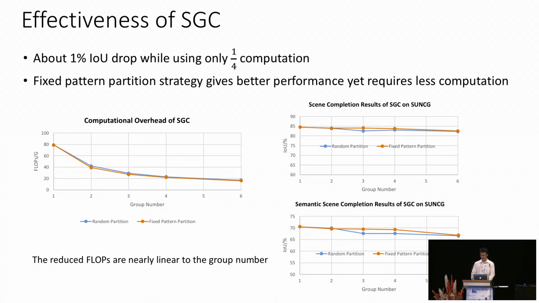This slide shows the results of network after applying SGC. Overall, SGC can significantly reduce computation while maintaining accuracy. As shown in the left figure, the reduced flops are nearly linear to the group number, which is consistent with our analysis. We achieve about 1% IOU drop while using only 1/4 computation. As shown in the right figure, compared to random partition method, fixed pattern partition method gives better performance, yet requires less computation.